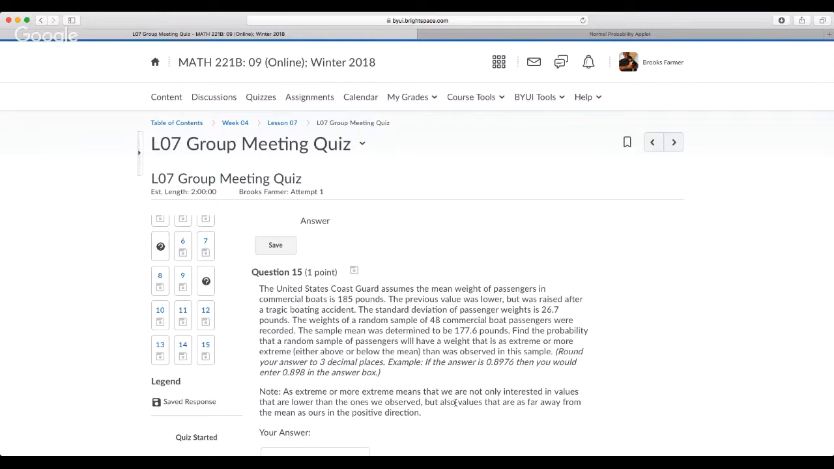Okay, so let's break this down. The mean that we're going to use is 185 because the sample mean is always the same as the population mean. The standard deviation we're going to use is 26.7, and since we're talking about a sample size, we're going to divide that by the square root of 48. So we're going to do 177.6 minus 185, over 26.7 over the square root of 48, and then everything above that and below. So we're not taking the middle, we're taking the minus and below. Extreme or more, either above or below the mean. Okay, makes sense. Let's calculate this for a second. We'll figure it out.